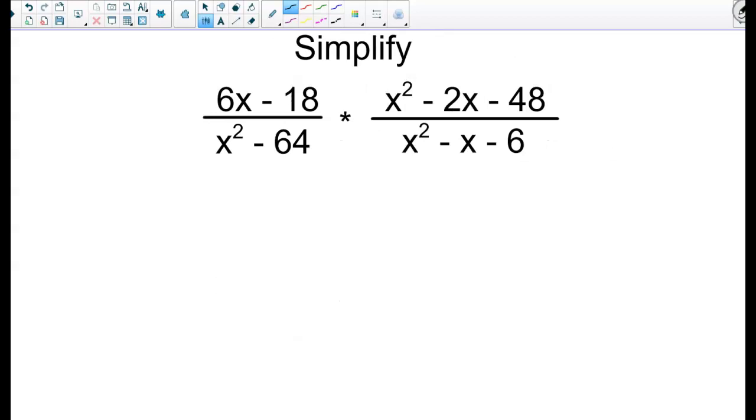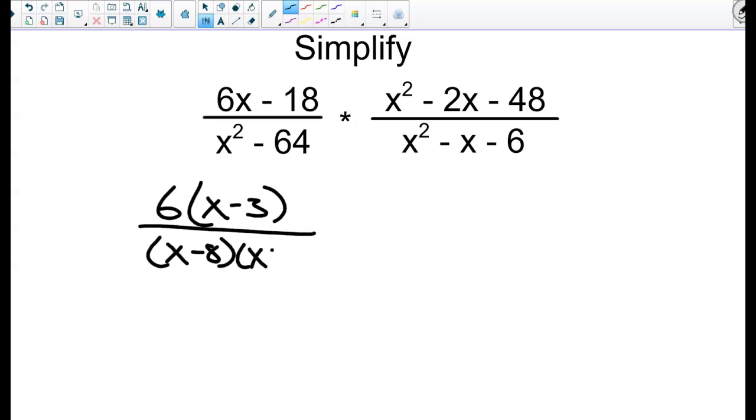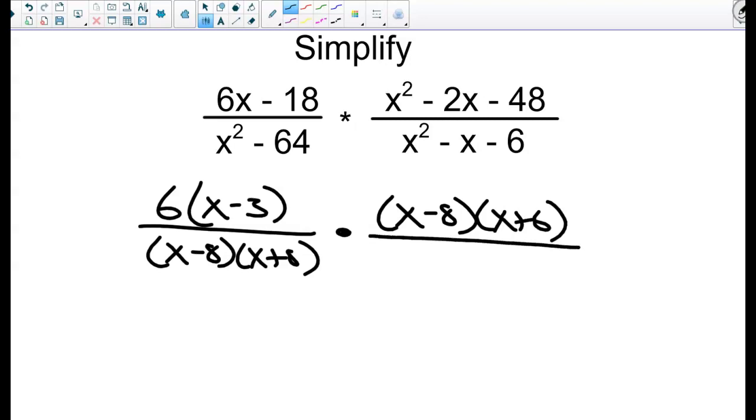When you're multiplying fractions, we're factoring all 4 spots. I take a 6 out, I'm left with x minus 3. X squared minus 64 is x minus 8, x plus 8. Since it's multiplication, we just keep the fraction in the same order. X minus 8, x plus 6, over x plus 2, x minus 3.